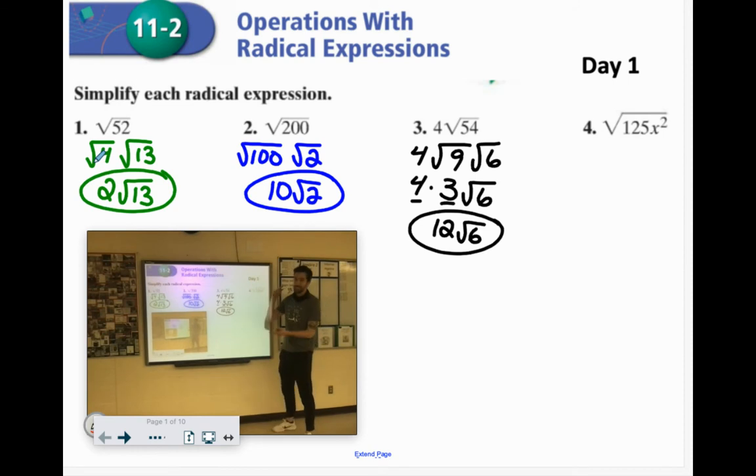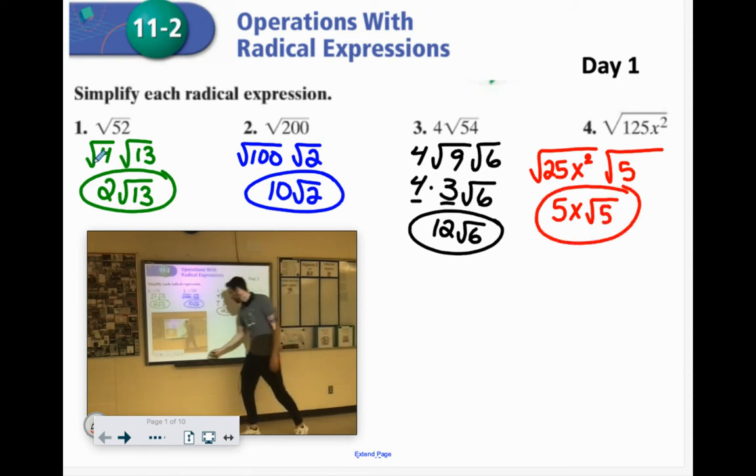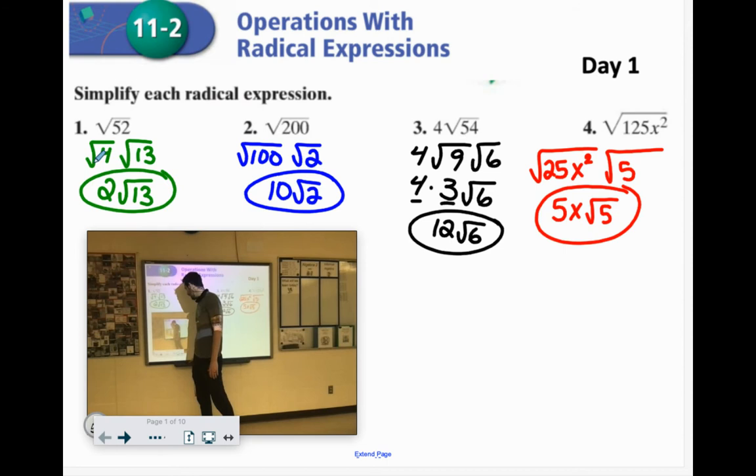125x squared. Anything that ends in 25, 50, or 75, 25 goes into all of those. Think of quarters. So think of the number of quarters in $1.25. There's 5 quarters, so it's 25 times 5. The exponents, remember we need even exponents for it to be perfect, which we have. Square root of 25 is 5. Square root of x squared, we divide the exponent by 2. We just get x to the first. 5x root 5.